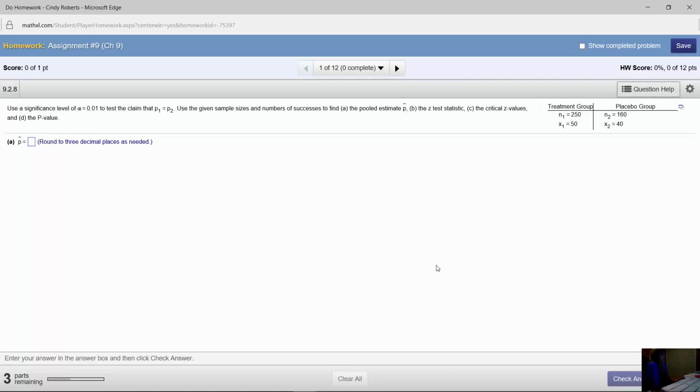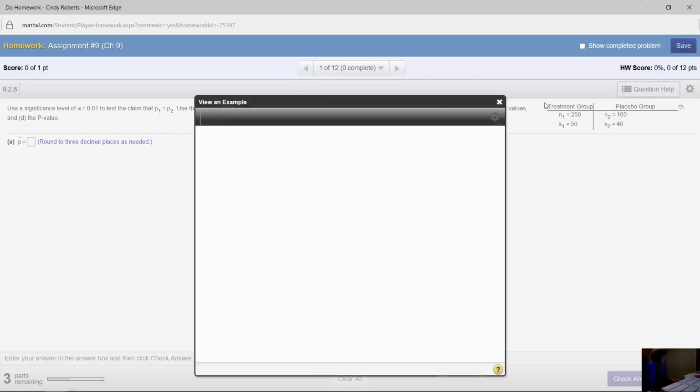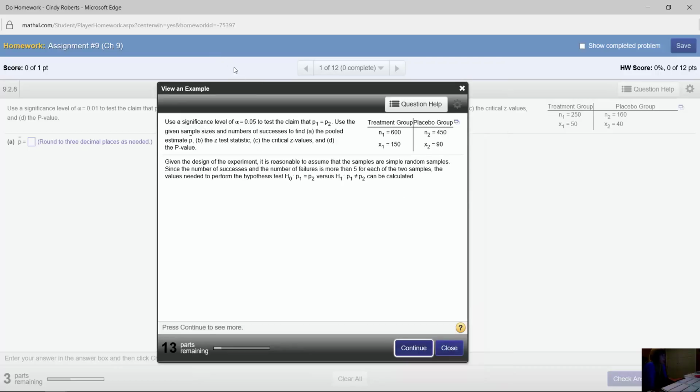Okay, this is assignment 9, the first question, and I'm going to walk you through using Excel because I know some of you are a little bit nervous using Excel. And what I'm going to do is go through the view and example so you can go back and look at this exact example.